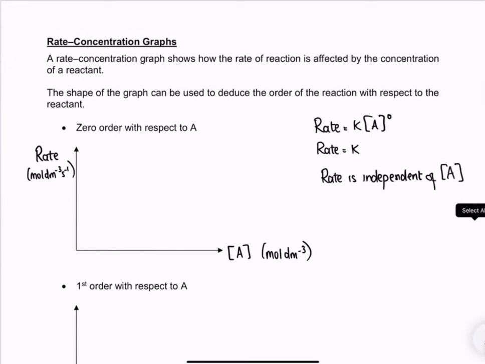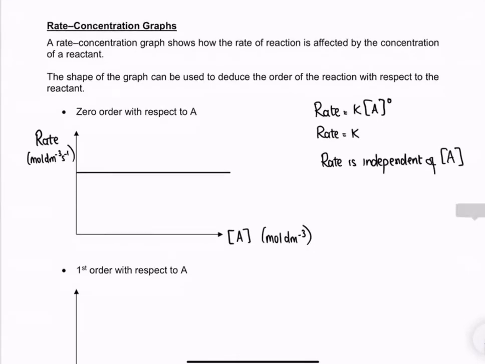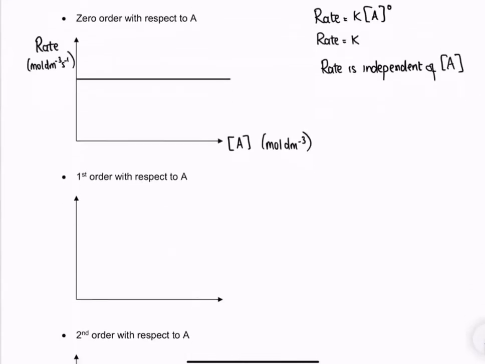Okay, so rate is independent of concentration A. Rate is just equal to a constant k. How would you draw that? It doesn't matter what the concentration of A is, you're just going to get the same value for rate. It's going to be the value of the rate constant. See if you can have a think what you'd plot that like. So there you go, it's a straight horizontal line. Rate is independent of concentration of A. It's just equal to the value of the rate constant.